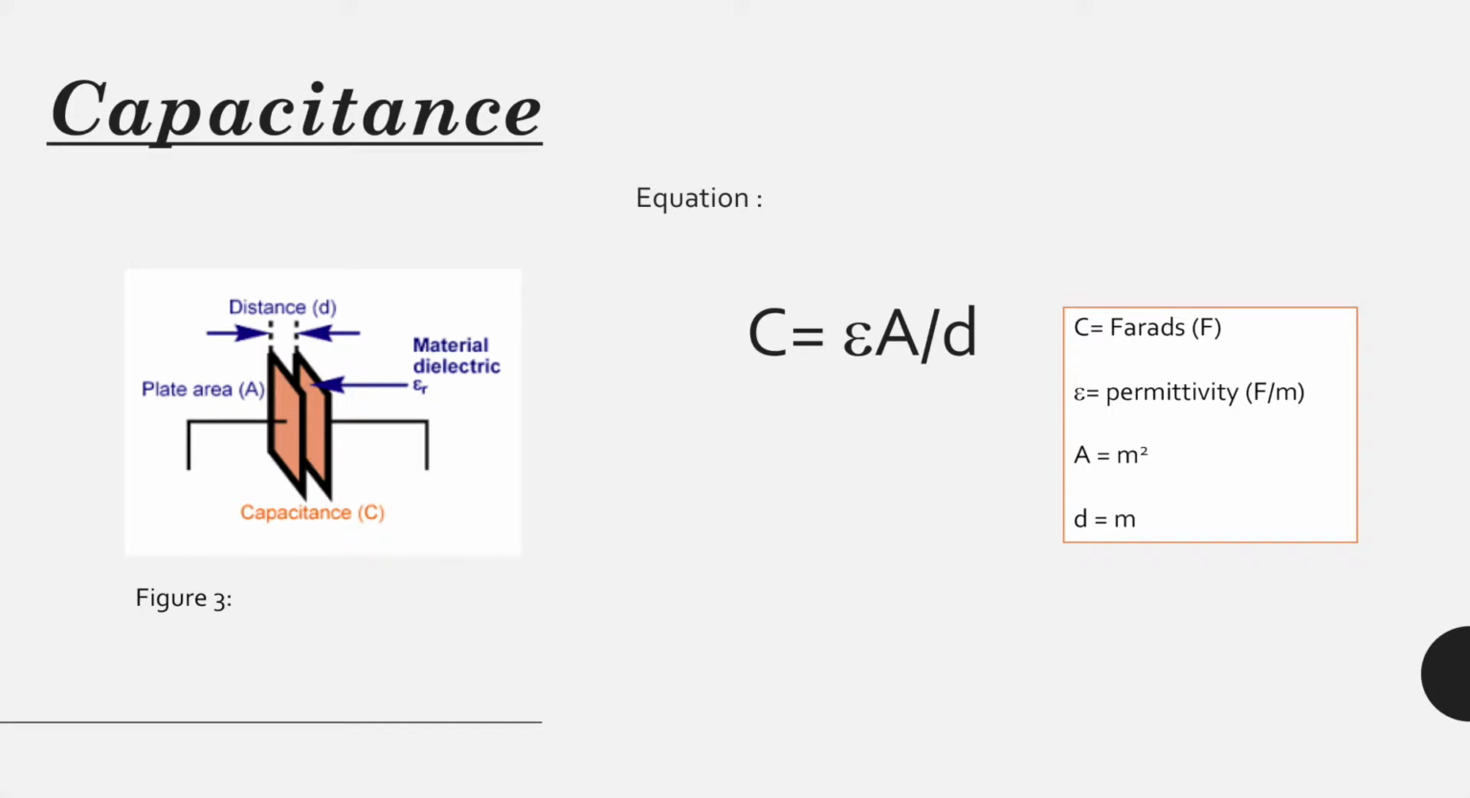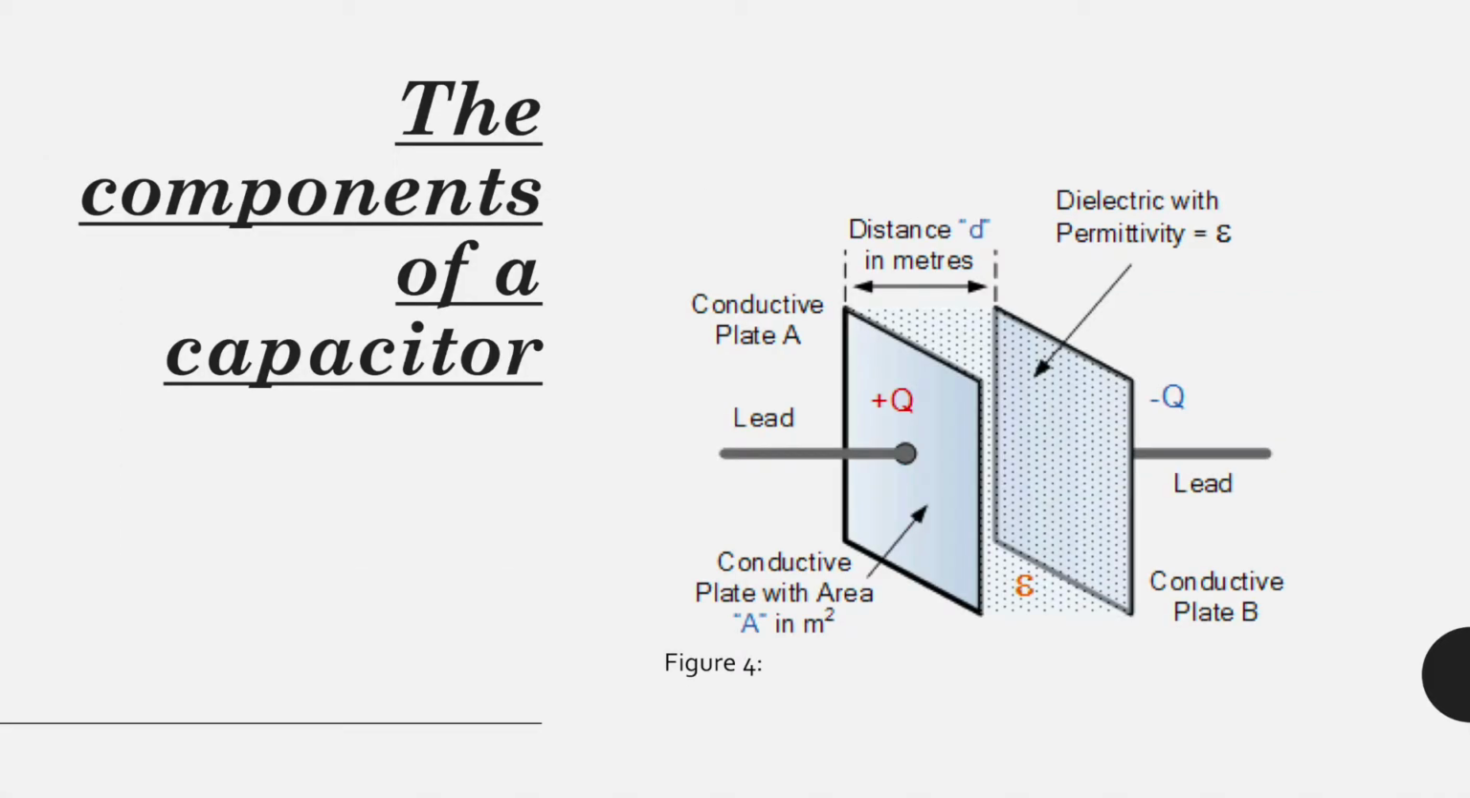Capacitance can also be solved by the below equation. An ideal capacitor does not dissipate any energy and stores energy in the form of an electric field between conducting surfaces. The components of a capacitor. Conductive plates. Larger plates allow greater storage of charge due to a greater area. Separation. The smaller the distance between plates, the larger the capacitance.